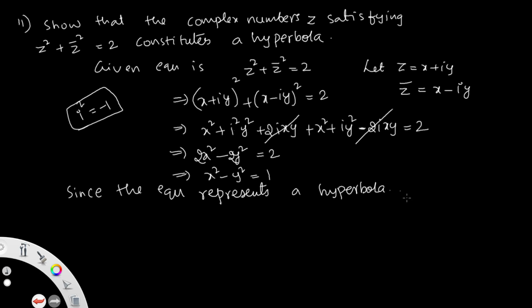So the condition is: show that the complex number z satisfying (z square plus z bar) whole square equal to 2 is a hyperbola. In the simplified form, lastly we got x square minus y square equal to 1, which represents a hyperbola in the standard form. That is why it constitutes a hyperbola. So this is the question. Please make a note, all of you.